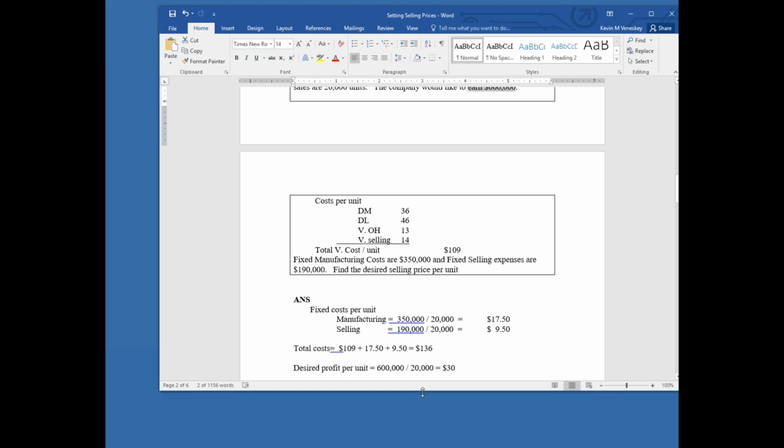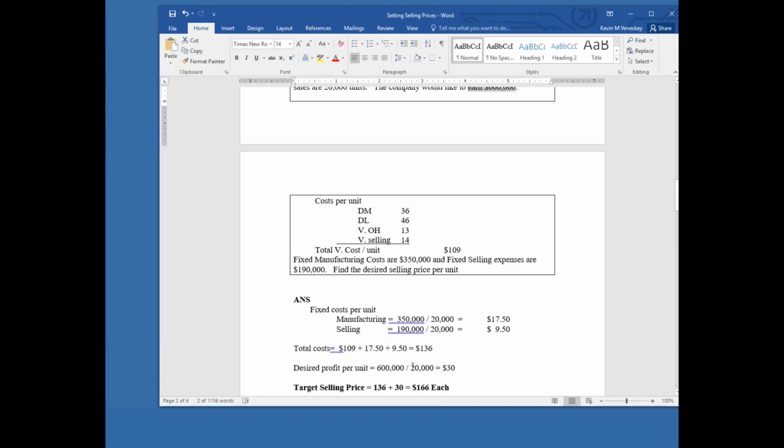Now the last thing I need to do is then figure up on a per unit basis, how much profit am I going to tack on? And I expect to tack on $30 per unit if I divide the 600,000 that I expect to make over the 20,000 items. So when you take the 136 plus the profit, I would hope to sell my unit for $166 a piece. If I sell all 20,000, I will reach my profit level.